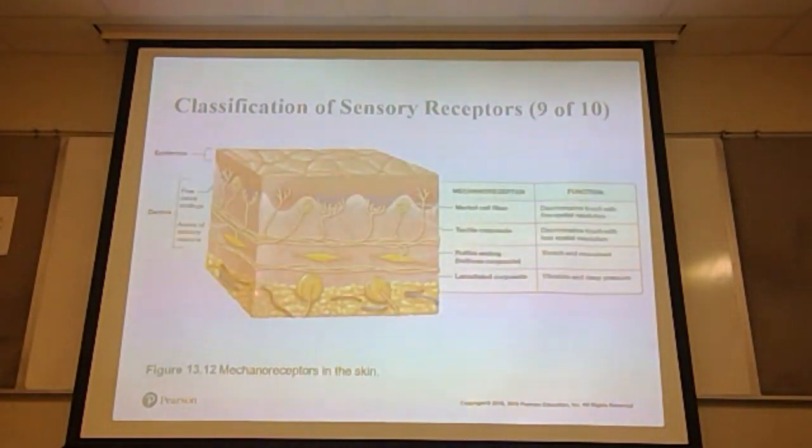And there again is a cross section of the human integumentary system. There's the epidermis, there's the dermis. This area down here is referred to as the hypodermis. There's the laminated corpuscle, the Merkel cells, tactile corpuscles, Ruffini's endings, and the laminated corpuscle, the one that we call the Pacinian corpuscle.